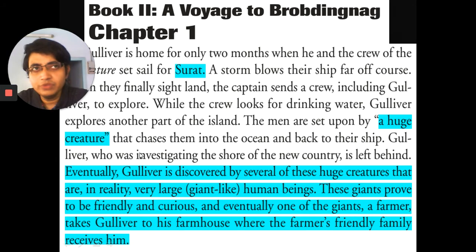So in the very beginning of the first chapter of the Voyage to Brobdingnag, we will find a contrast with book 1.